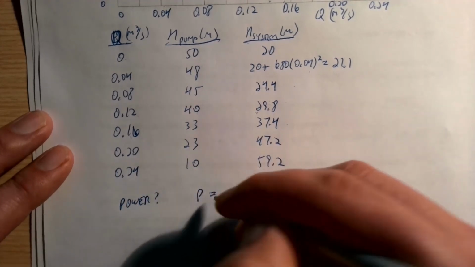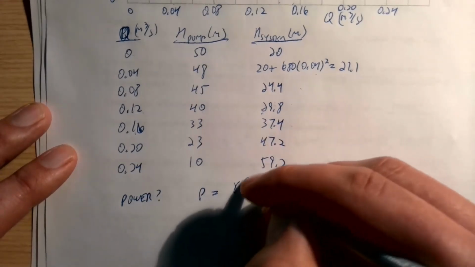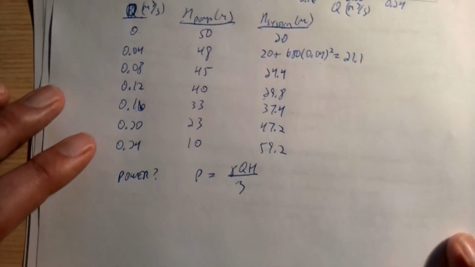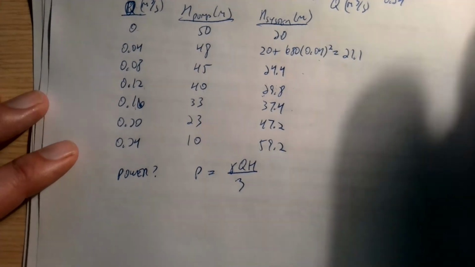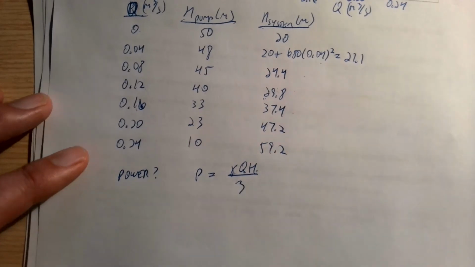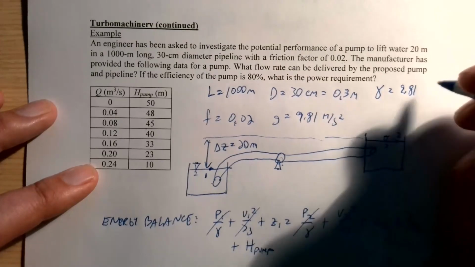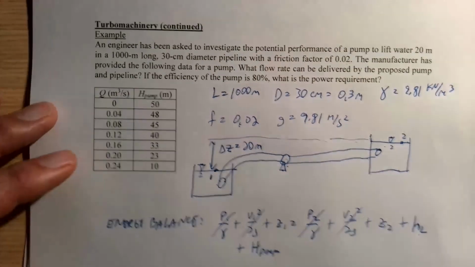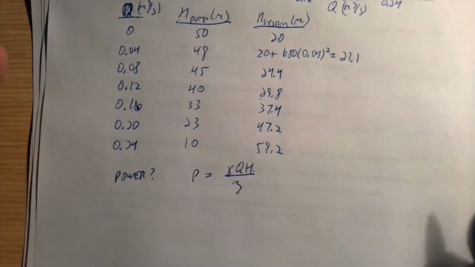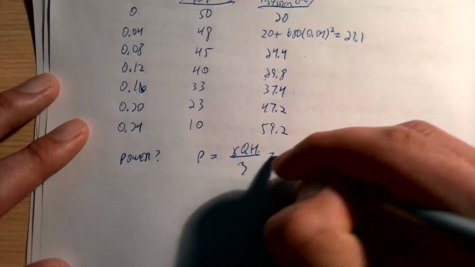So we have P is equal to gamma Q H over eta. We know Q and H, that's what we just figured out, and we know gamma from water. I should have written that down over here on the last page, I guess, but gamma is going to be 9.81 kilonewtons per meter cubed for water. And then eta we said is 80%, and that's going to be both the losses in the motor and in the fluid.